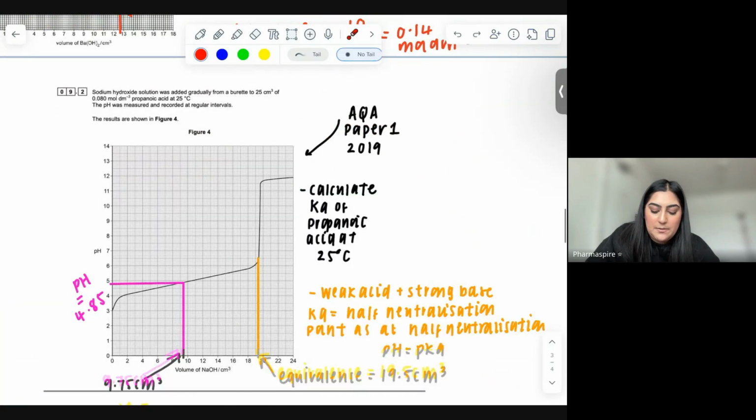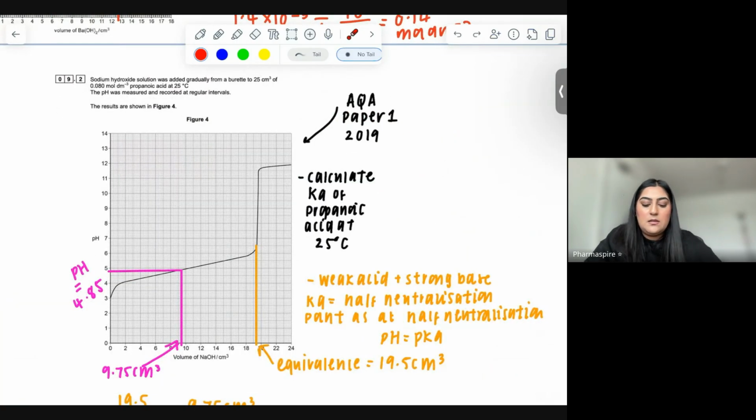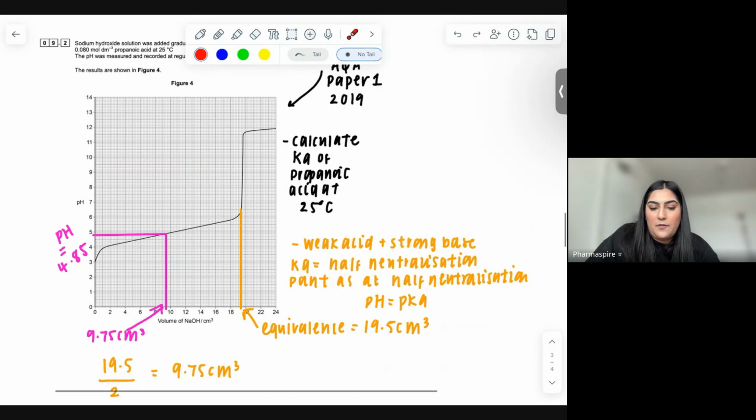Then AQA has a slightly harder one. It's asking them to find the Ka of propanoic acid, and this is the AQA paper 1 2019. I've written some parameters, but it's a weak acid, because obviously it starts higher, and a strong base. You've got Ka. You need to know that Ka is found at half the neutralisation point, and at half the neutralisation point, pH and pKa are the same. So that's a good point to take note of.